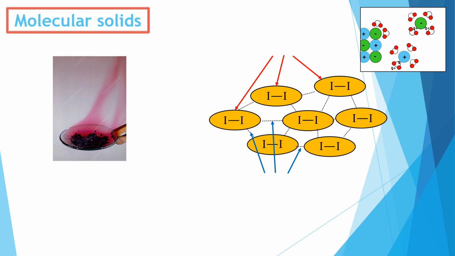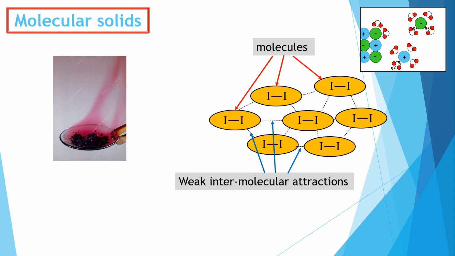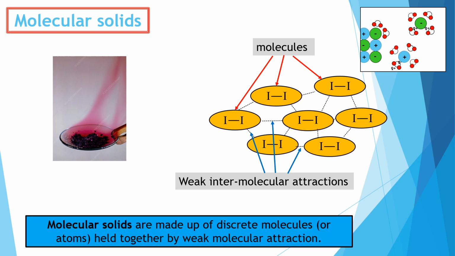Now the reason that the solid does that is that the bonds, which are called weak intermolecular attractions, between the I2 or the iodine molecules, the two iodine atoms bonded together, are weak, and it takes very little energy to break them, so they break apart and they become a gas. Now this is kind of distinctive about molecular solids. Molecular solids are made up of what we call discrete molecules that are held together by weak intermolecular attractions.